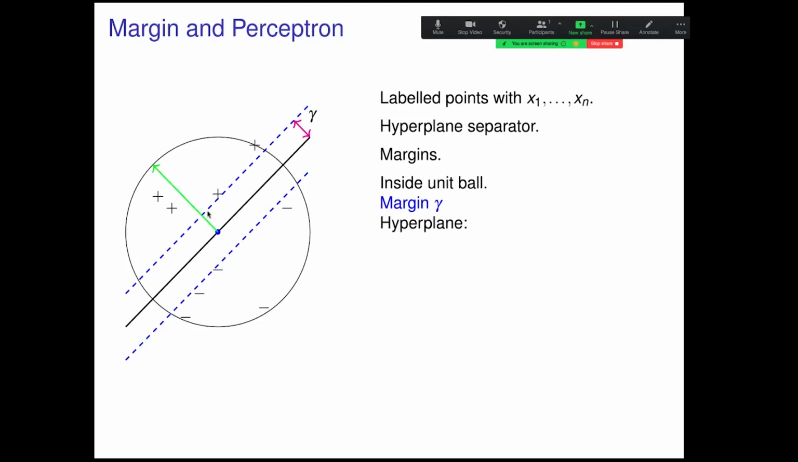And it's a hyperplane. Again, a hyperplane is defined by its normal. Okay, this is its normal. And w times x is greater than gamma for all the positive points, and it's less than negative gamma for all the negative points. We're just assuming everything's centered at 0.